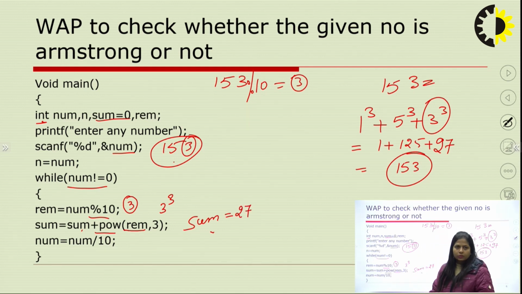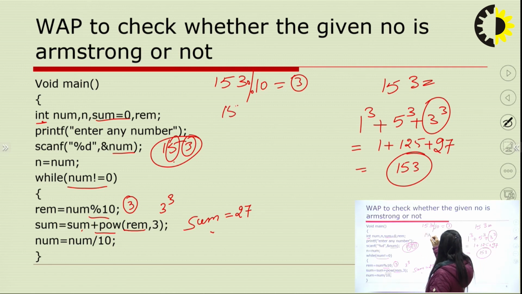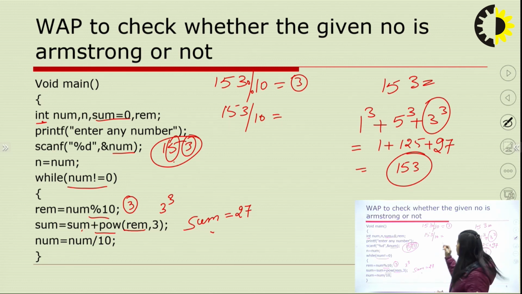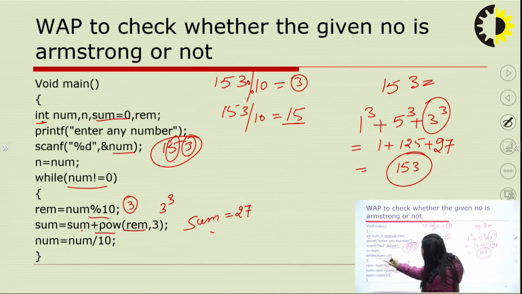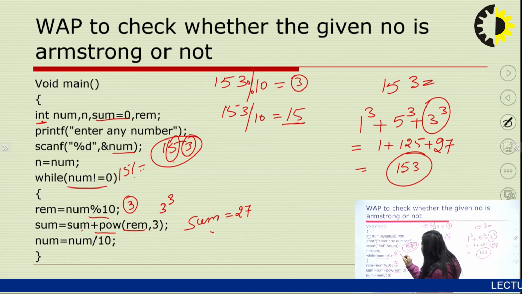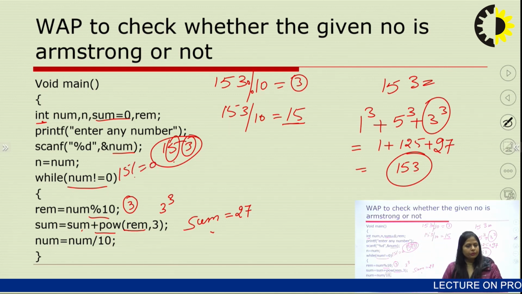That is 27. Now, because I need to find out the next number, I have simply divided this number by 10. So 153 divided by 10, what will it return? It will return 15 because it is of integer type, right? Keep this in your mind: we are working on an integer type variable. 153 divided by 10 is 15. Now the number is 15, not 153. Fine. So again it will check 15 not equals to 0. Yes, the condition is true, 15 is not 0.